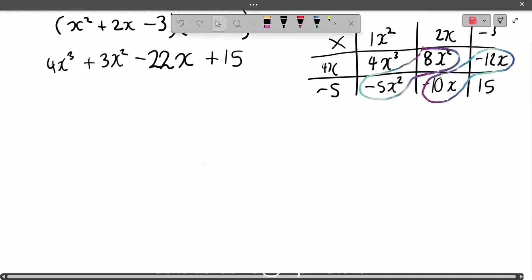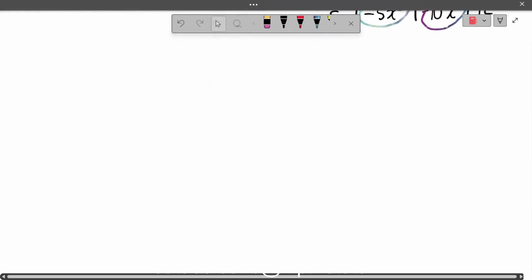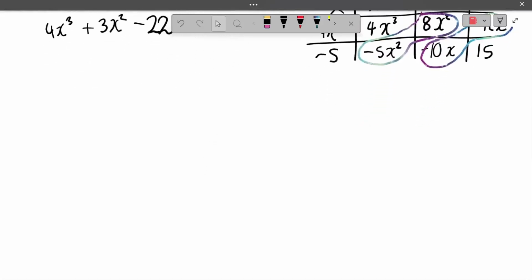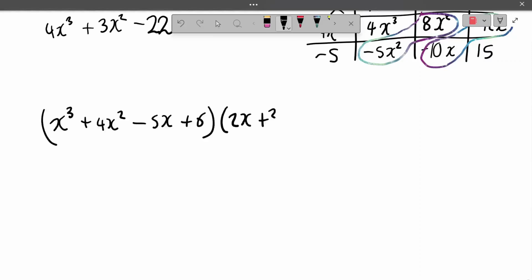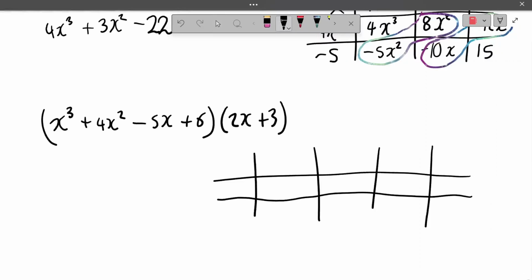And we can do exactly the same if there was a 3 by 3 or 4 by 3 or whatever. You just get bigger and bigger grids. So let's say, for example, we had x cubed plus 4x squared minus 5x plus 6, and 2x plus 3. We have to work that one out. 1, 2, 3, 4 lines, because there are 4 bits in the first bracket, and 1, 2 in the second. Then you just write out x cubed, 4x squared, minus 5x, 6, 2x, and 3.